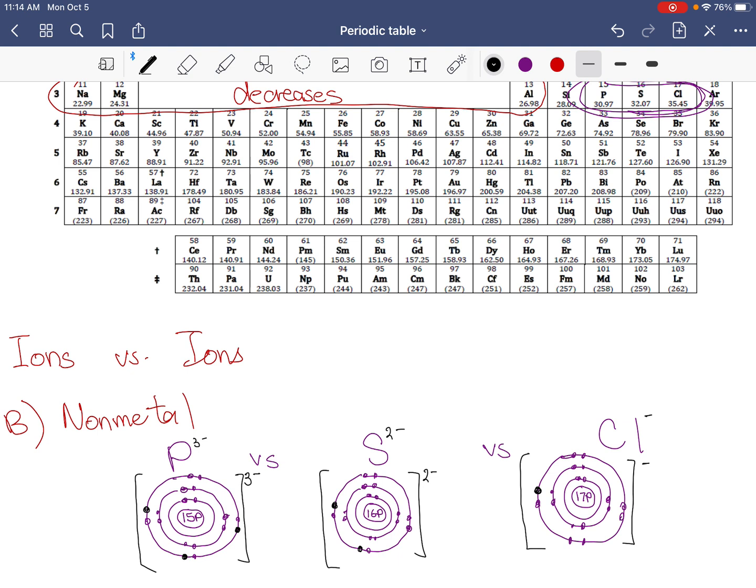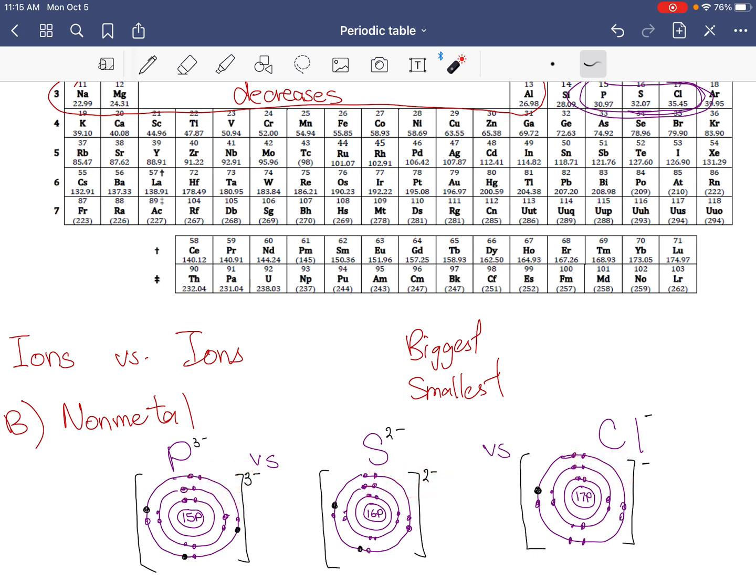So let's take a look at which one do you think is the biggest and which one is the smallest. Now, the difference between all 3 of these is the number of protons. The number of protons increases as we move along, so the nuclear charge is getting stronger and stronger. Now, let's take a look at the number of electrons. The number of electrons stays the same. They're all 18 electrons.